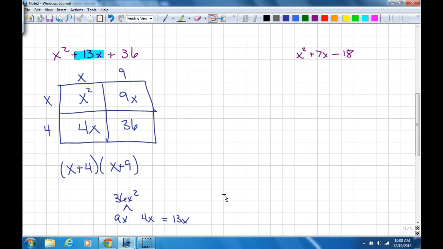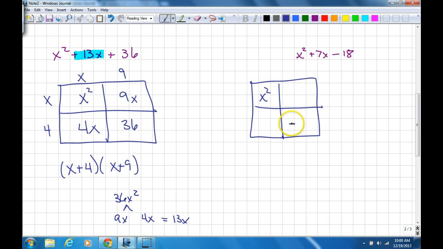Okay. All right. What we have been doing so far has been all positive polynomials, but when you throw a negative in there, that puts a little bit of a wrench in it. You have to be careful, okay? So let me show you an example of that with this one. So we have another box. This is going to be x squared here, and then we're going to put in a negative 18. So this will be negative 18x squared.